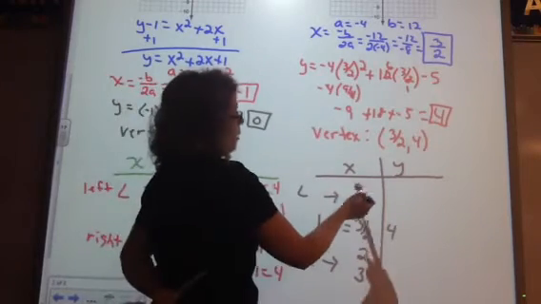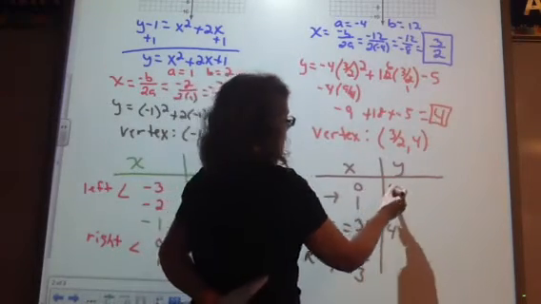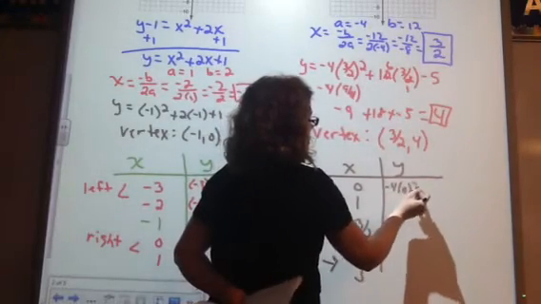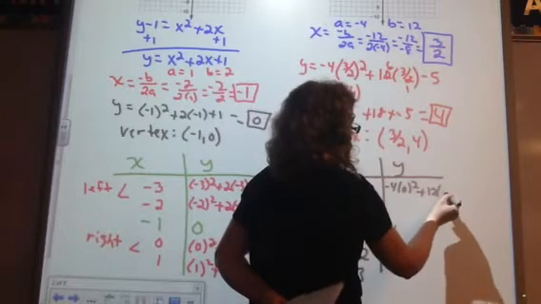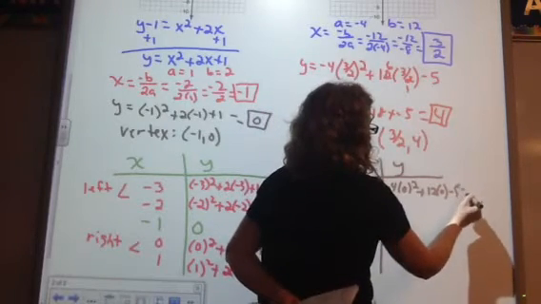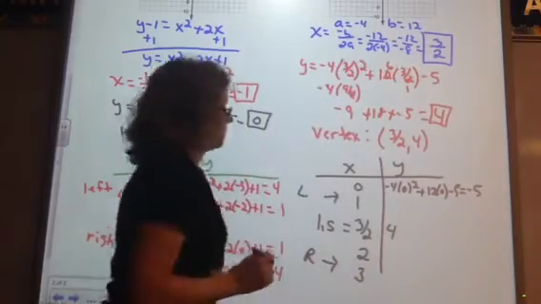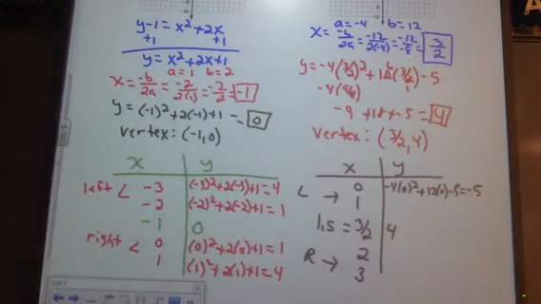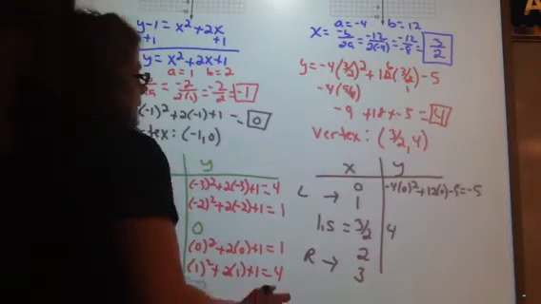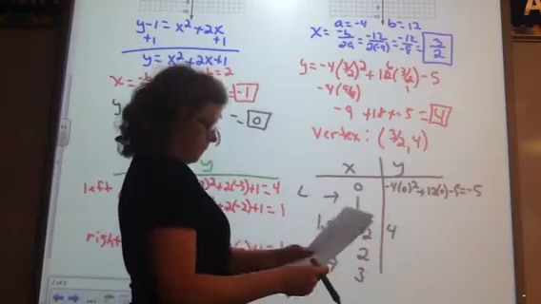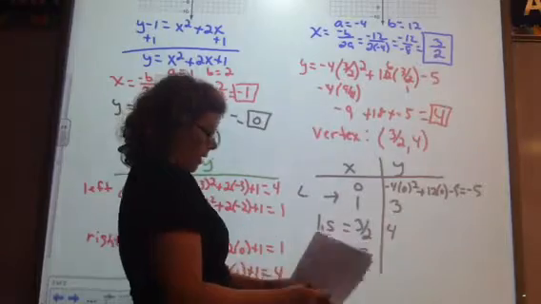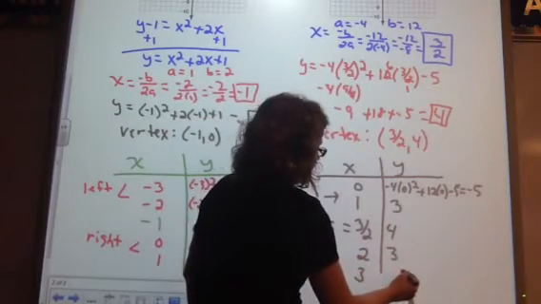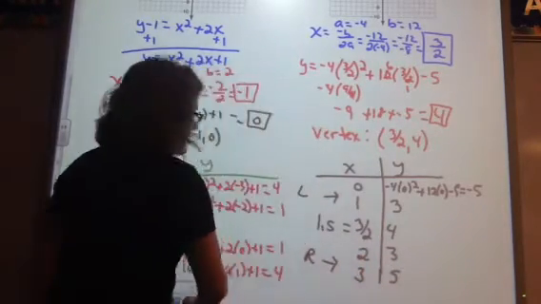Now let's find our y value. We're going to substitute 0 in for x. So -4 times 0 squared plus 12 times 0 minus 5 will give me -5. And then when we substitute 1 in, we're going to get 3. When we substitute 2 in, we're going to get 3. When we substitute 3 in, we're going to get -5. So there are the points that I need to graph.